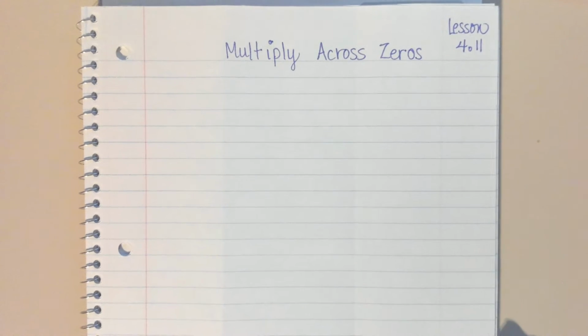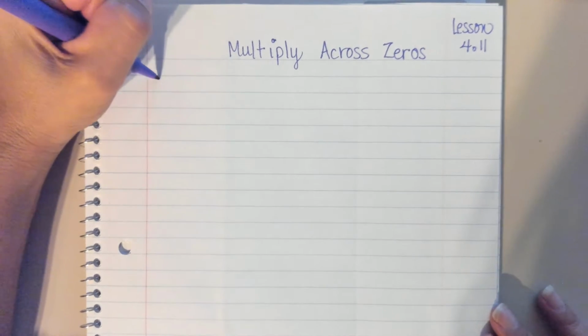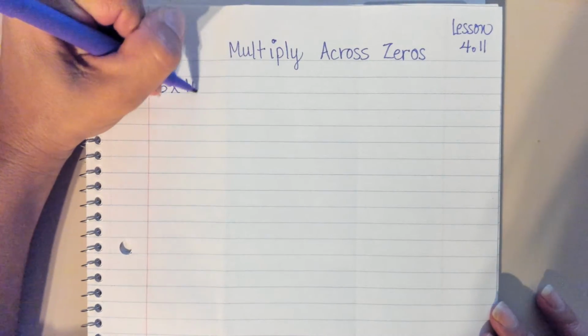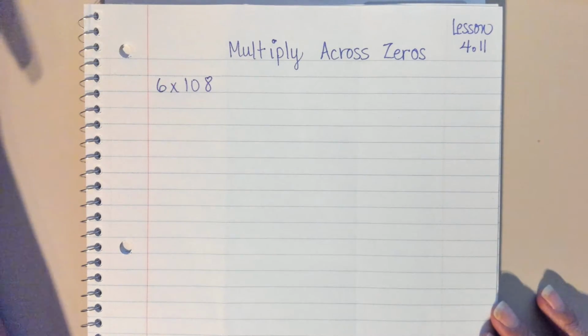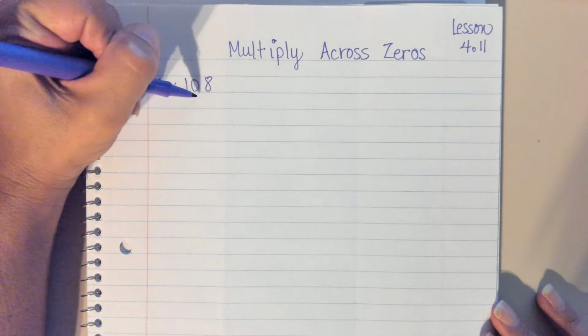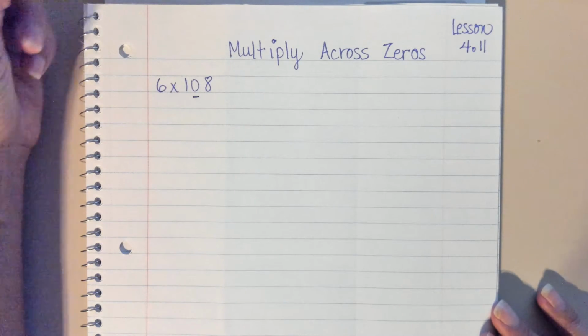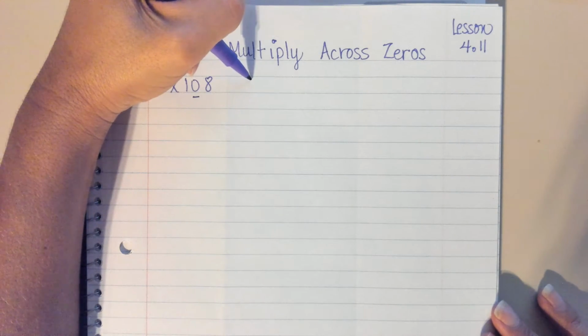All right, guys, this is lesson 4.11, last one in the chapter. Multiply across zeros. Our first example will be 6 times 108. And as you can see, in the tens place we have a 0. We're going to use the area model to solve this.